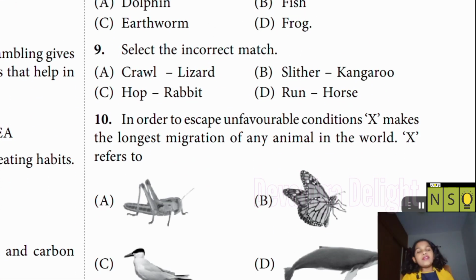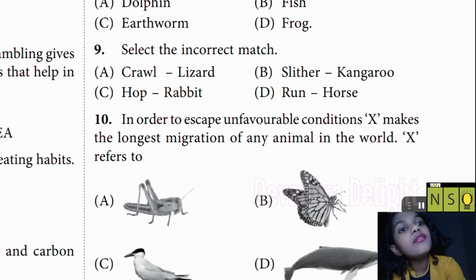Now let's see the 9th one. Select the incorrect match. Crawl, lizard; slither, kangaroo; hop, rabbit; run, horse. We know a lizard crawls, a rabbit hops, and a kangaroo doesn't slither. Here it is given that it slithers, but a kangaroo hops just like a rabbit does. And if you see, D will become run. A horse does run.